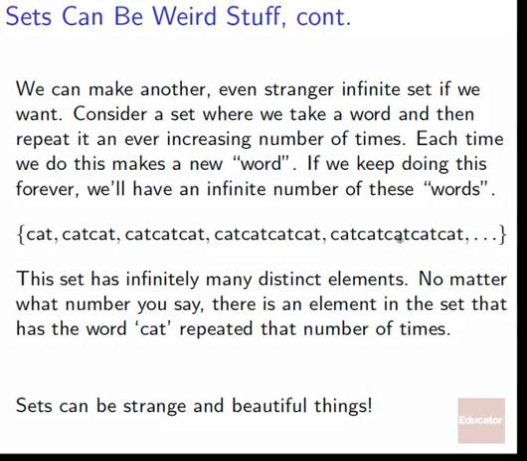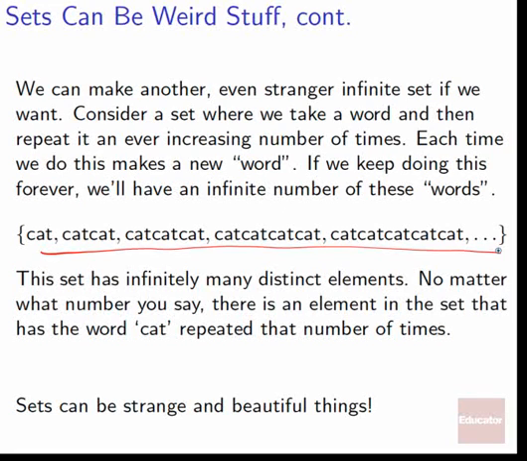This set has infinitely many distinct elements. No matter what number you say, there's an element in the set that has the word cat repeated that many times. If you say 72, somewhere in this set, not on this slide, but if you just keep going, you're going to be able to imagine the idea of cat being repeated 72 times in a row. So we're creating new elements out of this idea. We build a set out of it, and each one of these is distinct from the others, right? Cat is not the same as cat cat, which is not the same as cat cat cat. Each element is distinct, and there's an unlimited number of them. We've got an infinite set.